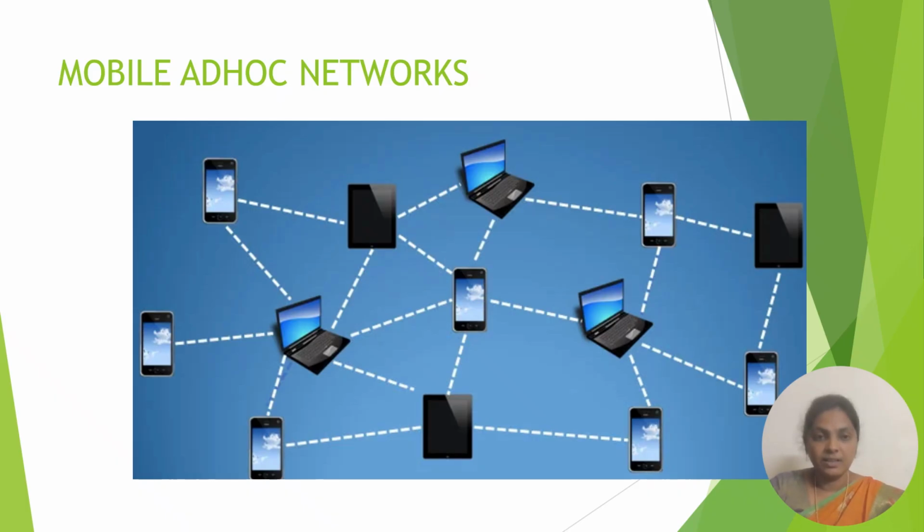As the name says, the characteristics of the network is also the same, which is the nodes have mobility feature as well as they are ad hoc in nature, which means it doesn't depend upon any fixed infrastructure. As you're seeing in the picture, all the nodes are connected to each other. That is, it is connected to its neighboring nodes directly without any intermediate structure like base station or access points. That's the nature of the mobile ad hoc networks.